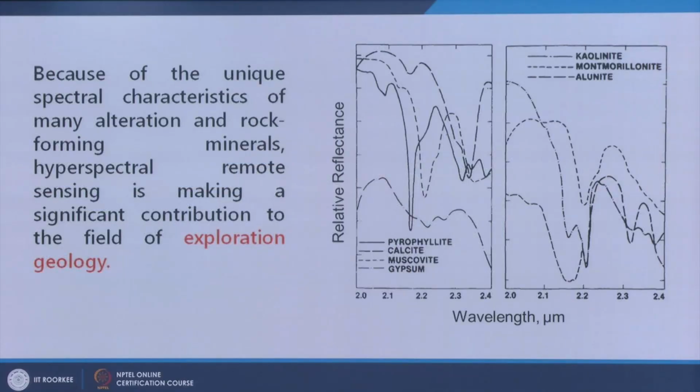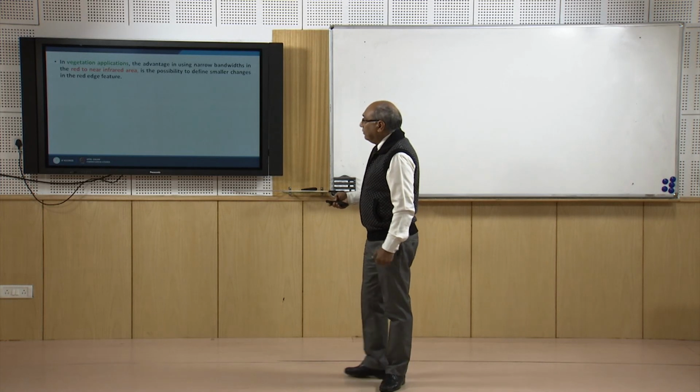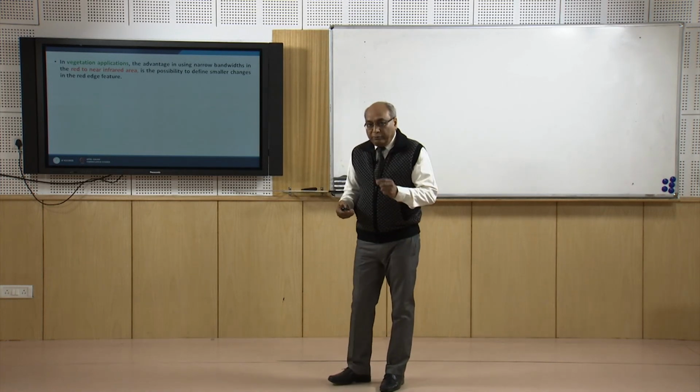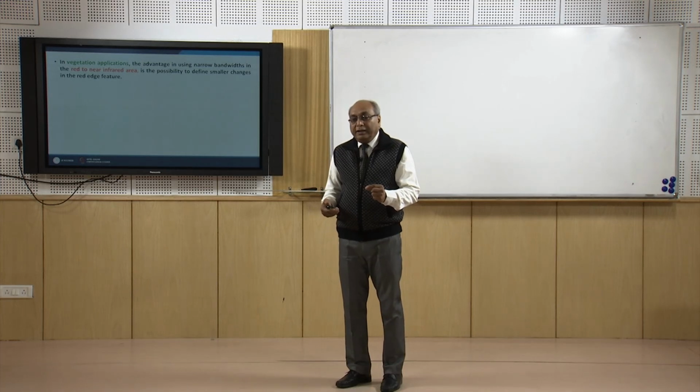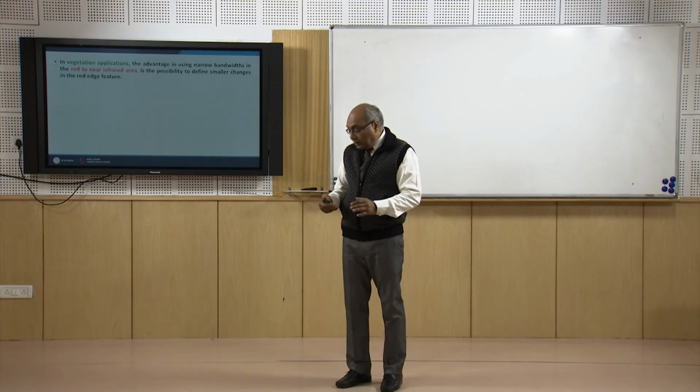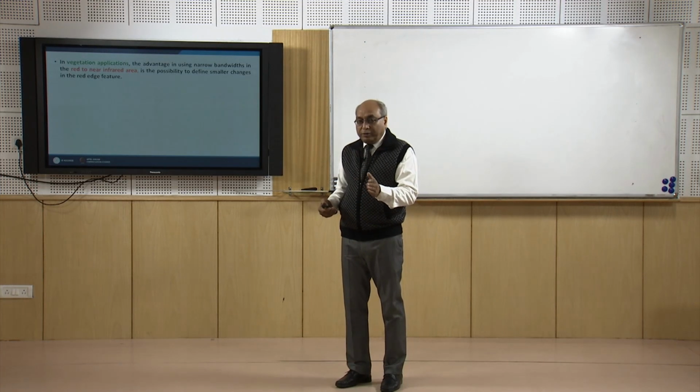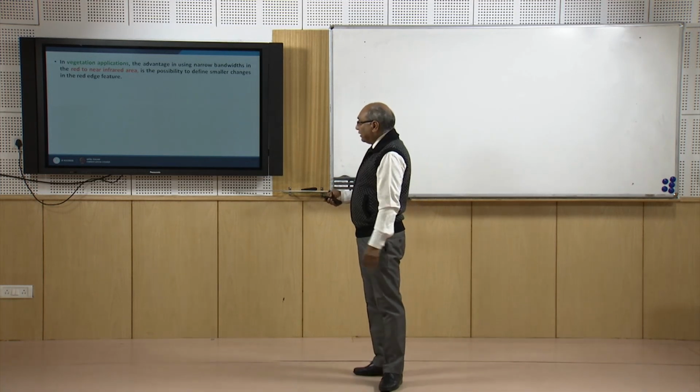And similarly, like for mineral exploration, which I have already covered, different spectral curves for pyrophyllite, calcite, muscovite, gypsum can be detected very easily, because you are having continuous curves. Same with different types of clays, kaolinite, montmorillonite, alunite, all these can also be detected. In vegetation, basically if a plant is suffering from some stress because of water or some other reason, the spectral curve will shift towards the left, means towards that red edge, and that can be detected in hyperspectral remote sensing.